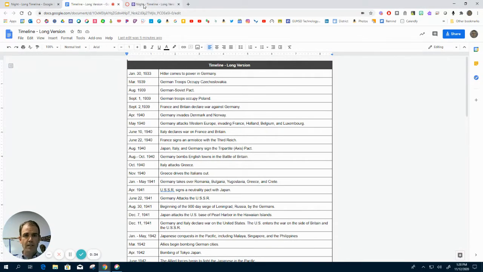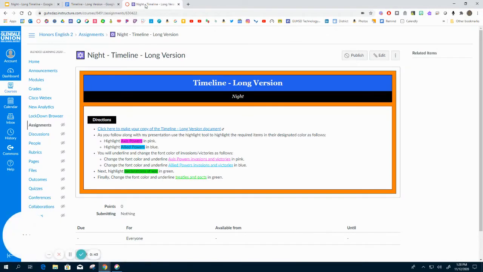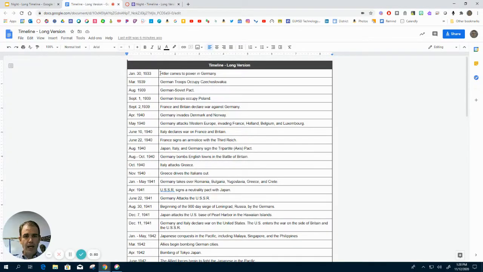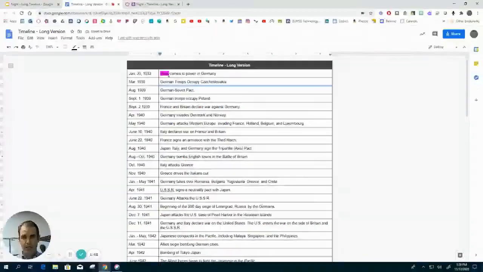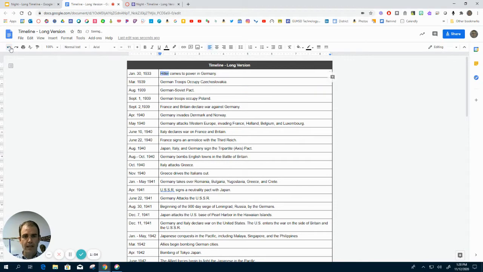Now, what you are going to do is you are going to be highlighting or underlining and changing the font color of some items here. So you have axis powers you're going to be highlighting in pink. To do that, you would highlight over something, and I'm just going to use this as an example, and then you're going to click the highlighting tool, and you're going to change that to pink. Now I'm going to go back.